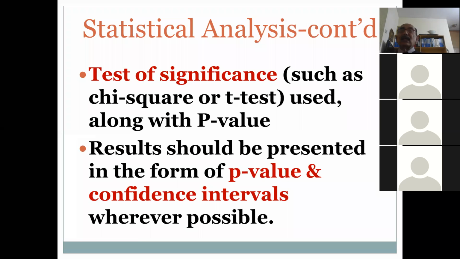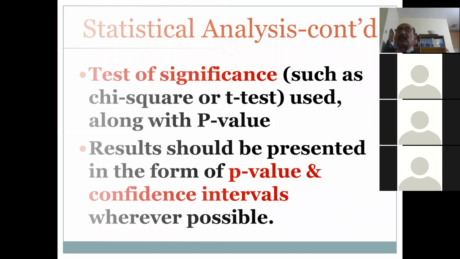So it all depends. For the test of significance, the chi-square test along with the p-value must be given in your results section. The p-value must also be given along with the value of the chi-square or t-test below the table. Results should also be presented in the form of p-value. Confidence intervals are now, I say, very important. Most of the editors and reviewers ask for the confidence interval, because it gives the effect size, and that must also be mentioned along with the p-value.